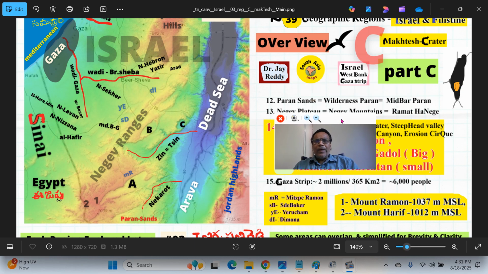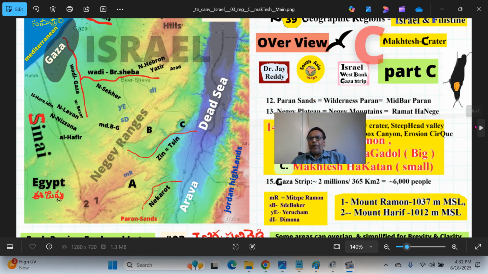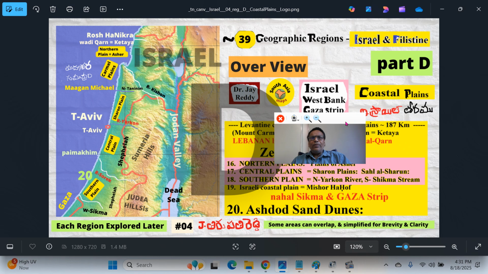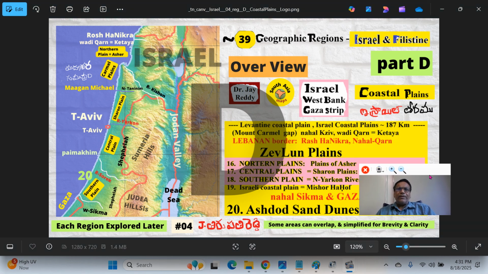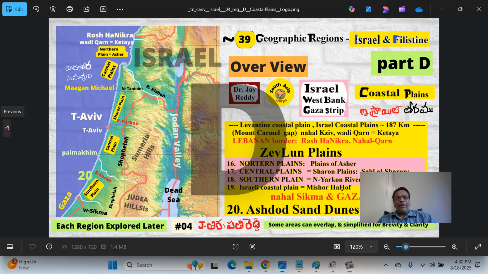That is about this part. In the next part, D, we will be looking at the Israeli coastal plain regions, around 187 kilometers or so from the outskirts of Gaza to the border with Lebanon. So we will look at them in the next presentation.